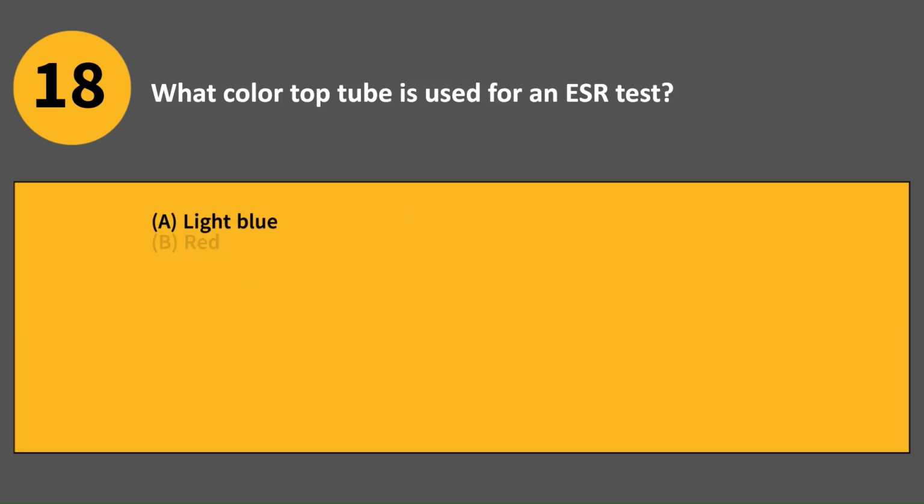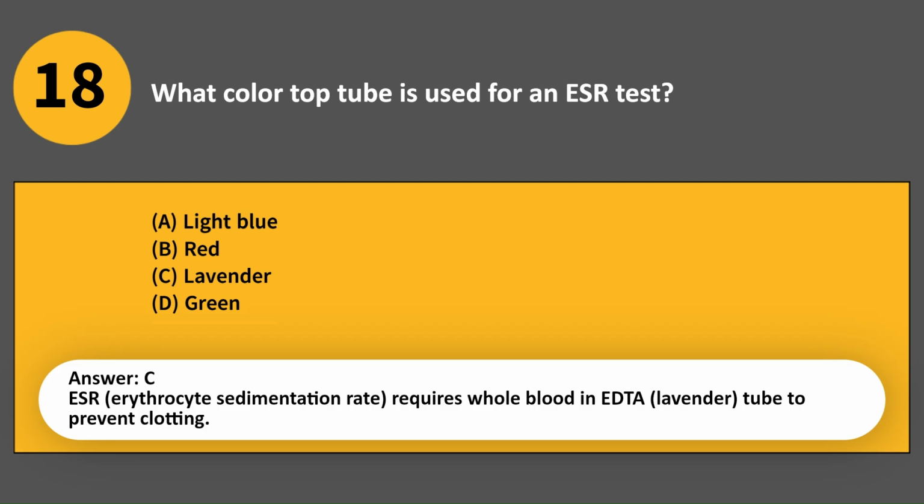What color top tube is used for an ESR test? A. Light blue. B. Red. C. Lavender. D. Green. Answer C. ESR, erythrocyte sedimentation rate, requires whole blood in EDTA, lavender, tube to prevent clotting.